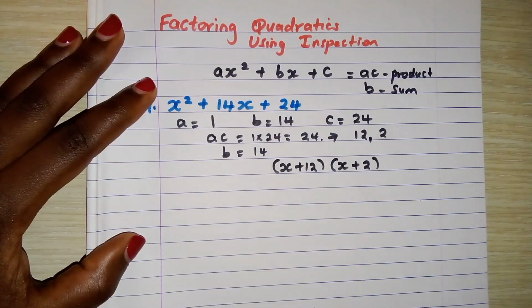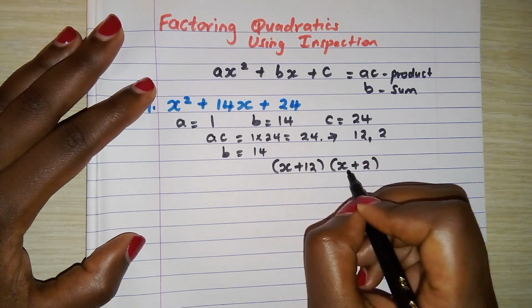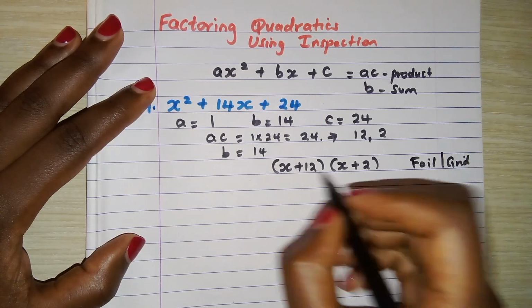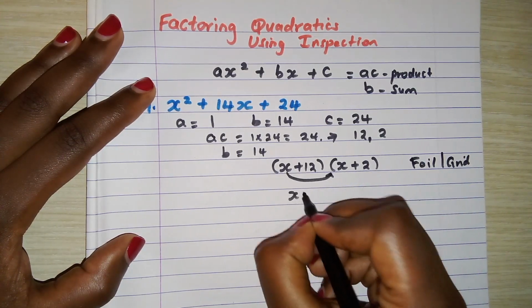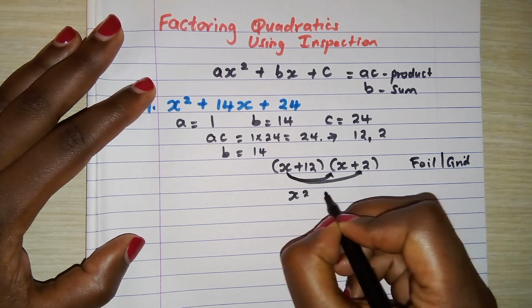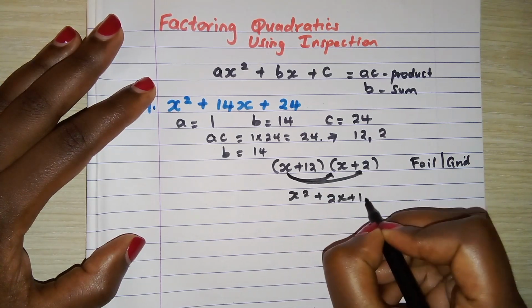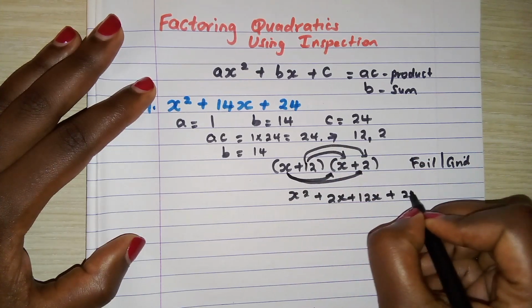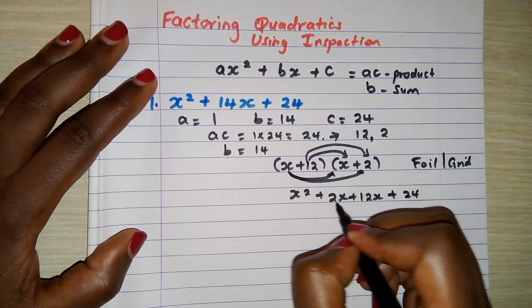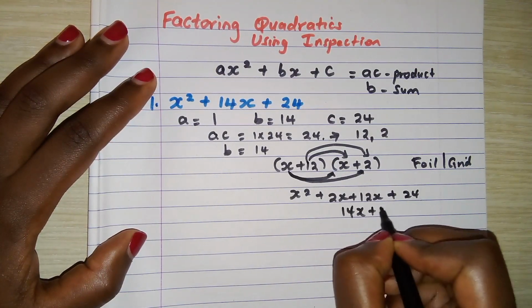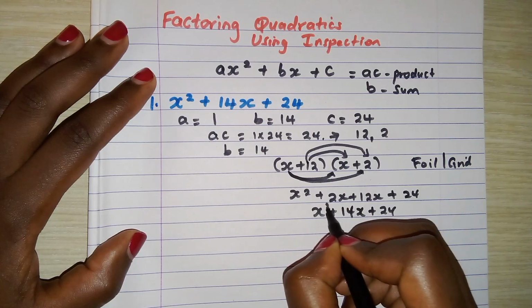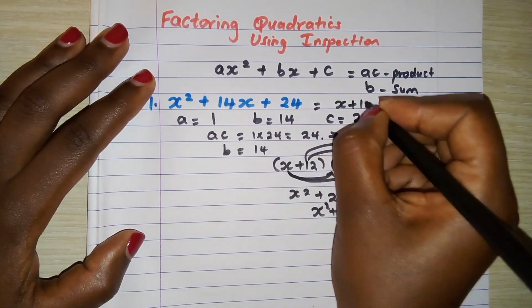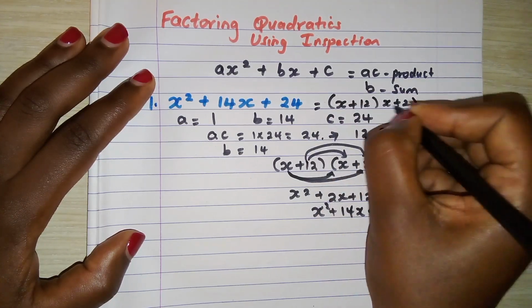So that's it. To check whether the answer is correct, we expand the bracket by using FOIL. I have the video on that, or you can use the grid. So let's use FOIL. So that will be x squared, and then we have 2x plus 12x, which is 14x, plus 24. Okay, so when you factor that one, you get x plus 12 and x plus 2.